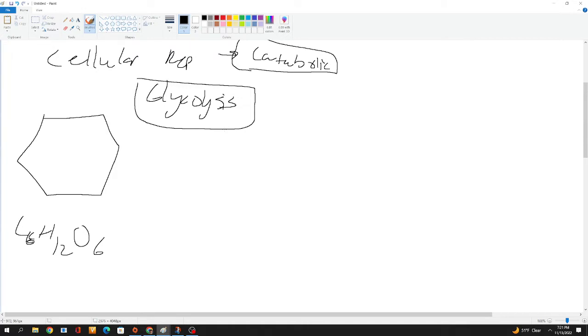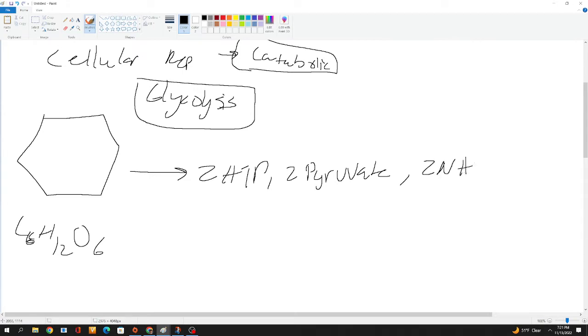But one thing that you should really recognize is the stuff that is made out of this entire process, and that would be 2 ATP, 2 pyruvate molecules, and 2 NADH. Now I'm going to jump a little bit ahead in the review guide and explain what NADH is and eventually what FADH2 is going to be. That's not going to really happen in glycolysis, but NADH is made.